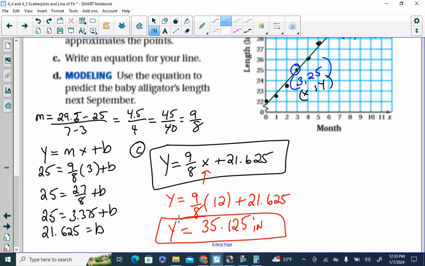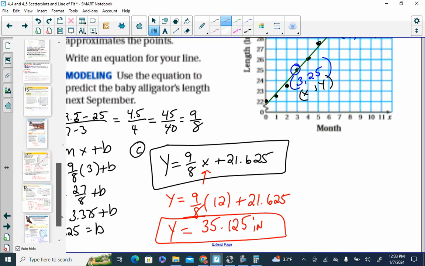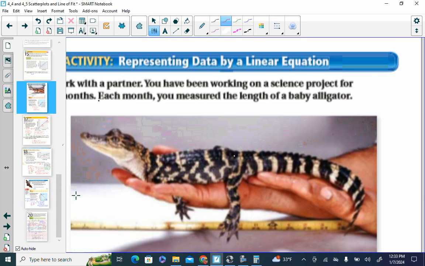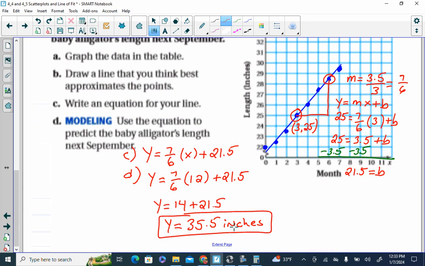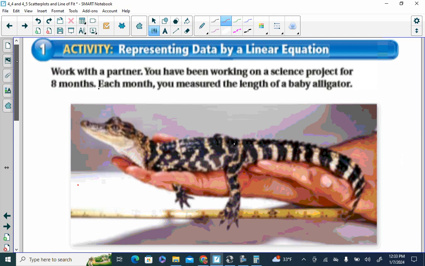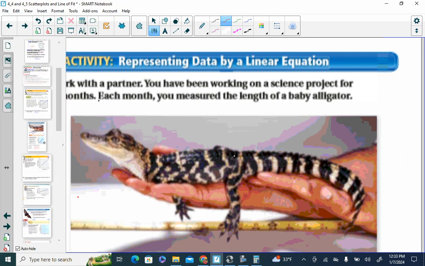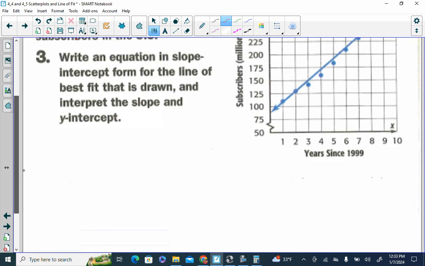And let me go back and see what I got when I did the notes. So I got 35.125 here, and when I did this with the notes, I got, let's see, 35.5. So once again, real close, right? And that's what's going to happen when you're doing lines of best fit, right? All the answers should be close, but they're very unlikely to be exactly the same. Okay, let's take a look at our next example.